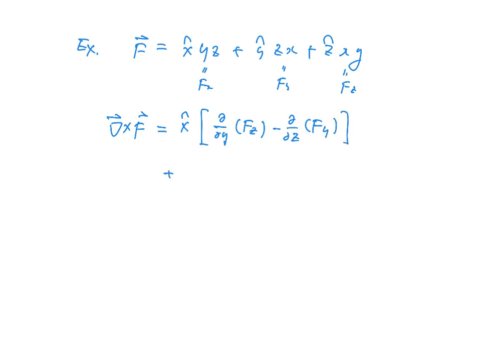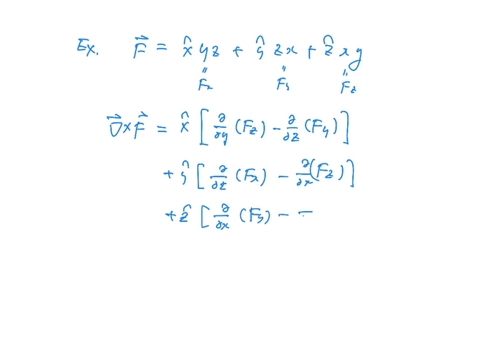Let's start with this simple way. Plus y times partial z of Fx minus partial x of Fz, plus z times partial x of Fy minus partial y of Fx. What is Fz? Xy, right?